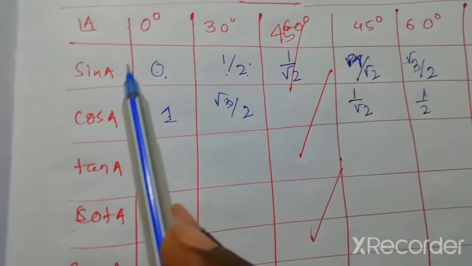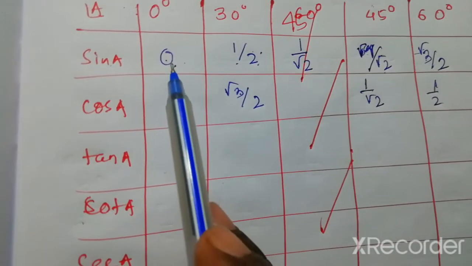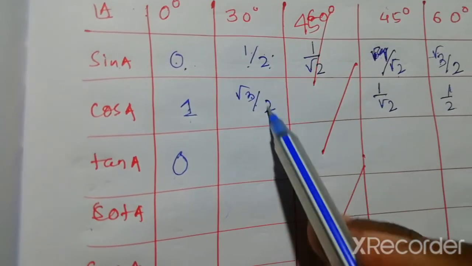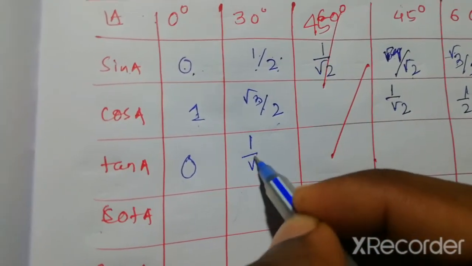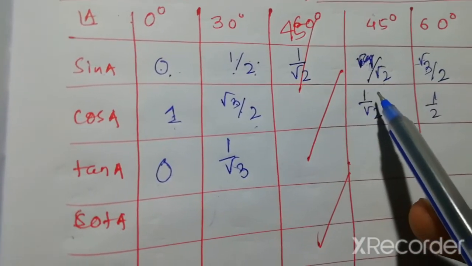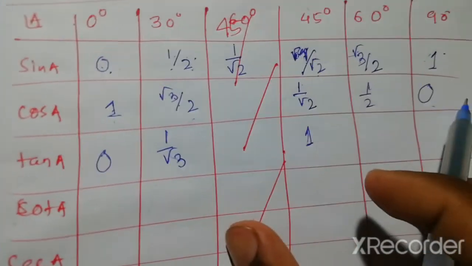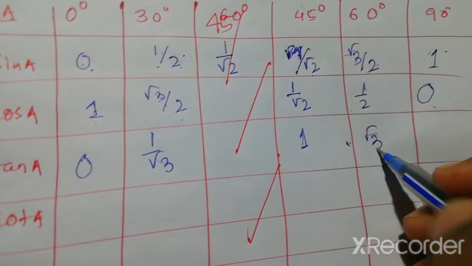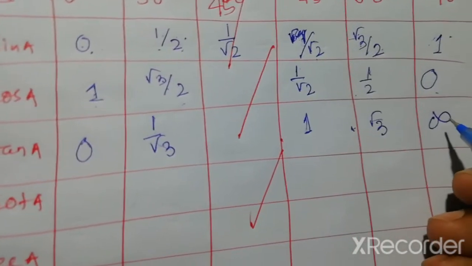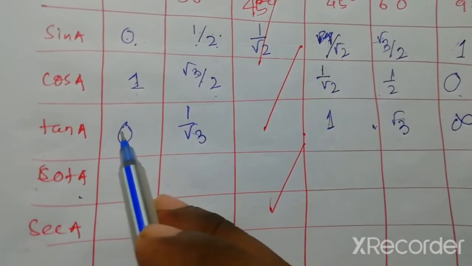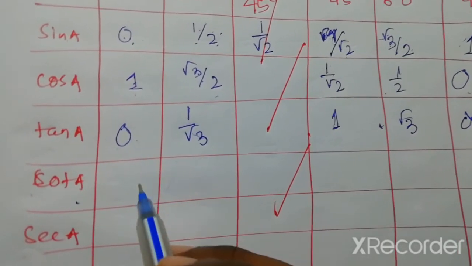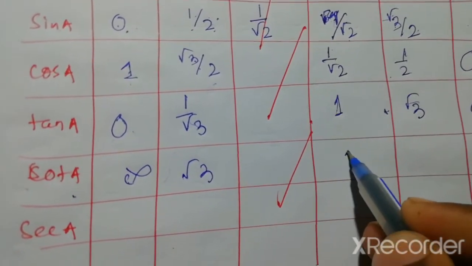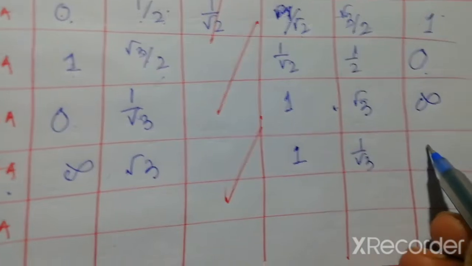And for tan you only have to divide: 0 by 1 is 0. 1 by 2 divided by root 3 by 2, the 2s cancel off, giving 1 by root 3. Then 1 by 1 is 1, and the root 3 by 2 divided by 1 by 2 gives root 3. Then 1 by 0 is infinite. Like that, cot is just the reverse. The reverse of 0 is infinite, the reverse of 1 by root 3 is root 3, the reverse of 1 is 1, then 1 by root 3, and 0.